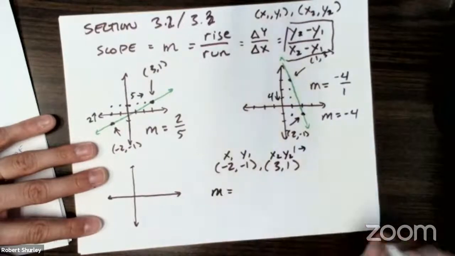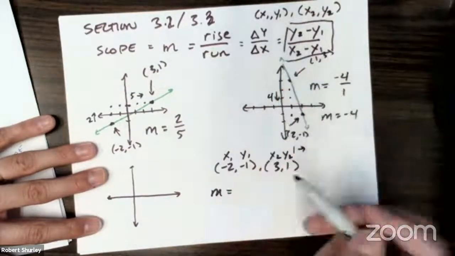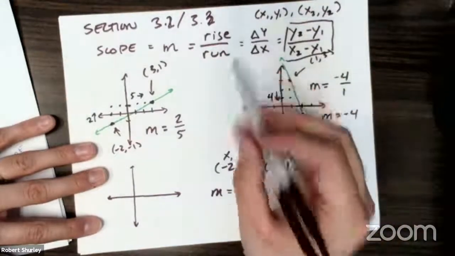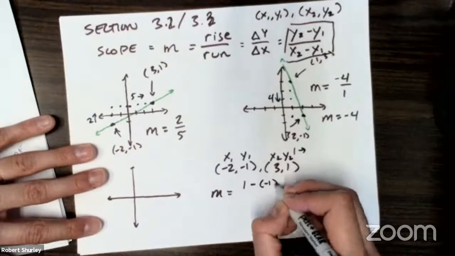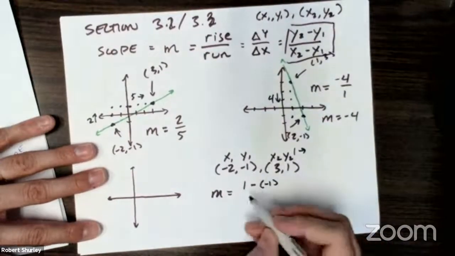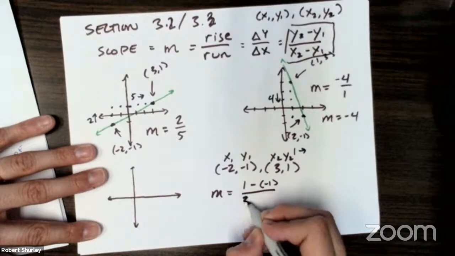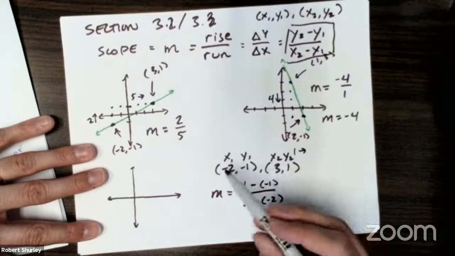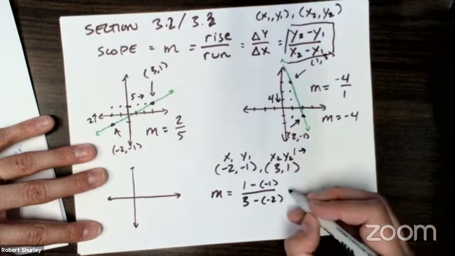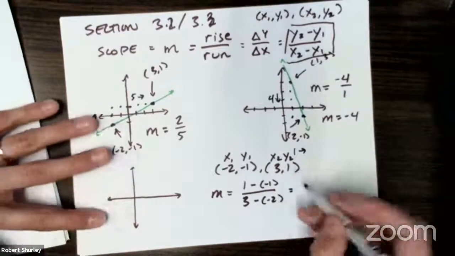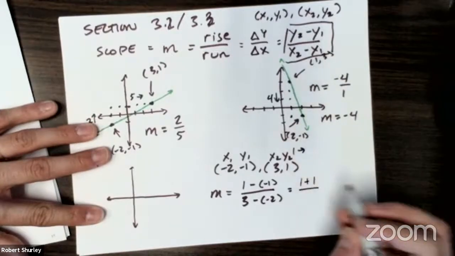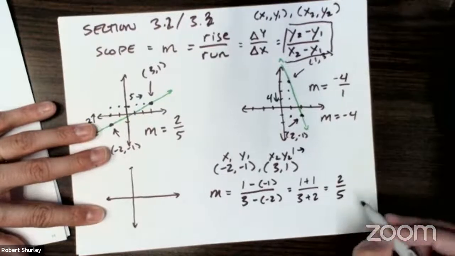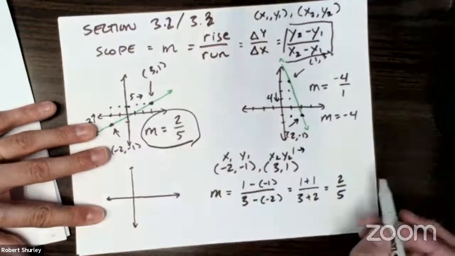So slope is going to equal, I'm going to start with y2. So 1 minus, it's always minus because it's the change, right? 1 minus a -1, that's y2 minus y1, divided by x2 minus x1, so 3 minus a -2. Now we know two negatives only in mathematics make a positive, right? So this winds up being 1 plus 1 on top and 3 plus 2 on bottom. So I wind up with 2/5. Hey, same exact thing as we got over here.